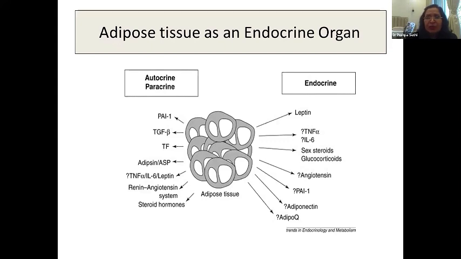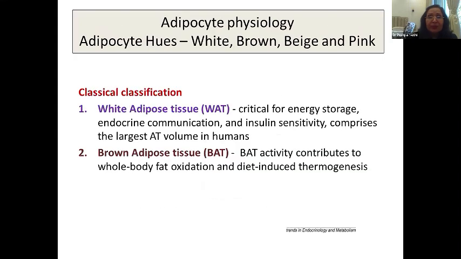So this is the adipose tissue, and see how it acts like an endocrine organ and an autocrine and paracrine organ. On the endocrine side, it is secreting leptin, TNF-alpha, IL-6, sex steroids and glucocorticoids, angiotensin, PAI-1, adiponectin, and on the autocrine and paracrine side, it is secreting PAI-1, TGF-beta, TF, adipsin and ASP, TNF-alpha, IL-6 and leptin, the renin-angiotensin system, and steroid hormones. So it is secreting not only endocrine hormones, but also paracrine and autocrine hormones.